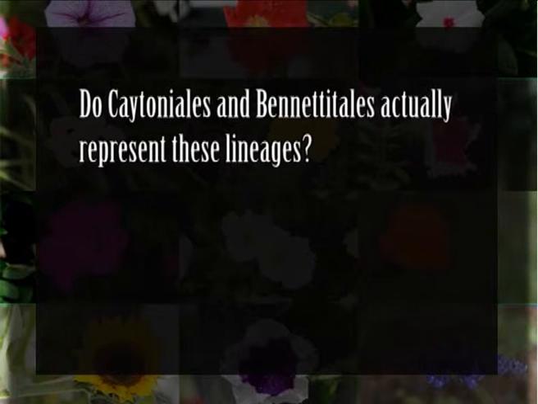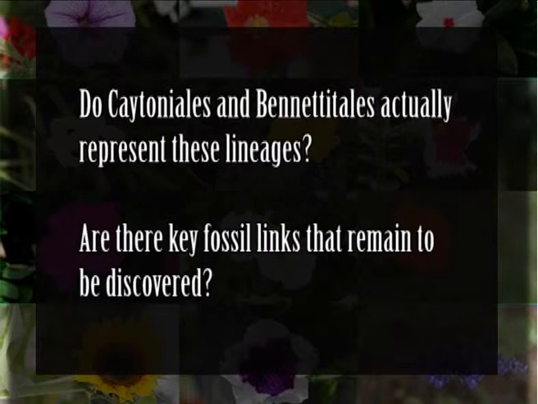However, the recent discovery that Gnetophytes and Bennettitales share features suggests that further attention be given to circumscribing and evaluating a revised Anthophyte clade. Although these analyses are useful, one of the biggest remaining challenges facing evolutionary biologists is ascertaining the fossil lineages that represent the closest relatives of angiosperms. Do Caytoniales and Bennettitales actually represent these lineages? Are there key fossil links that remain to be discovered?